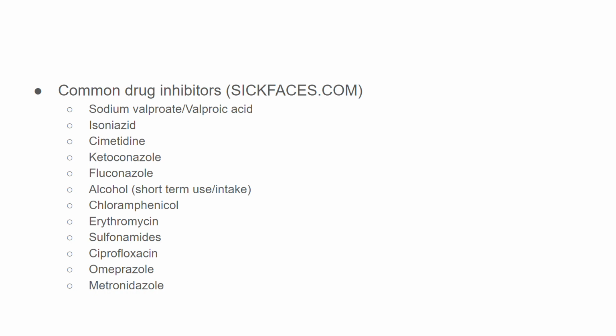So what are the common drug inhibitors? Here, there is another mnemonic. Valproic acid and its salt, which is sodium valproate. This is a broad-spectrum anti-seizure medication. Isoniazid, the most potent agent in our therapy of tuberculosis.